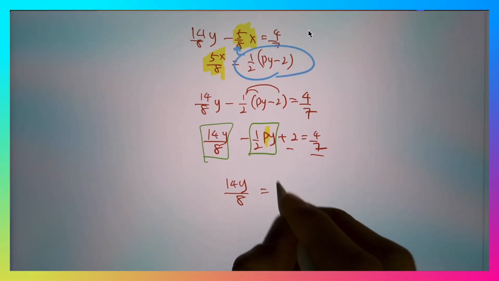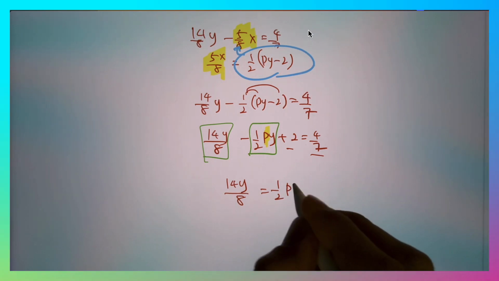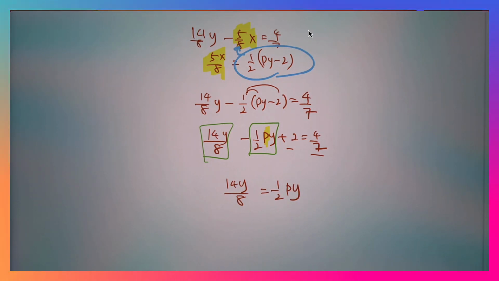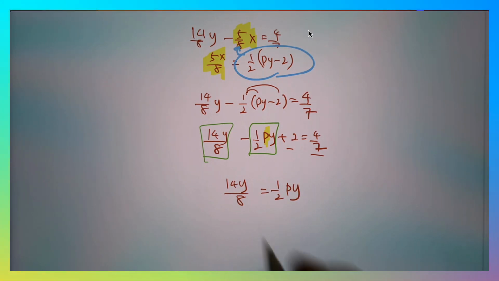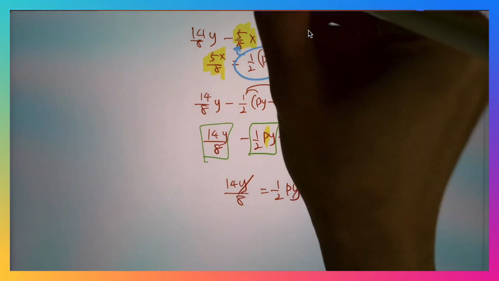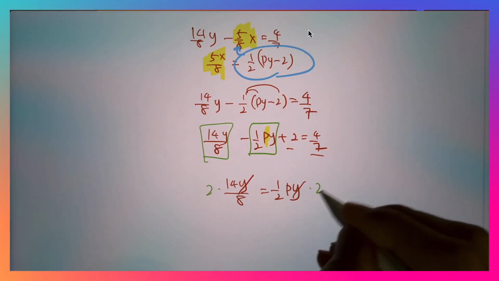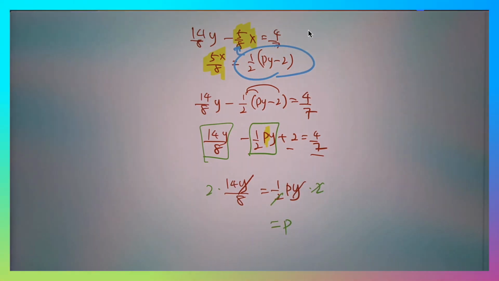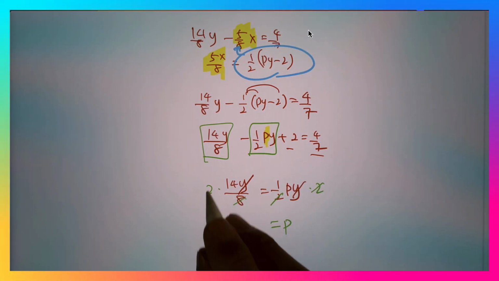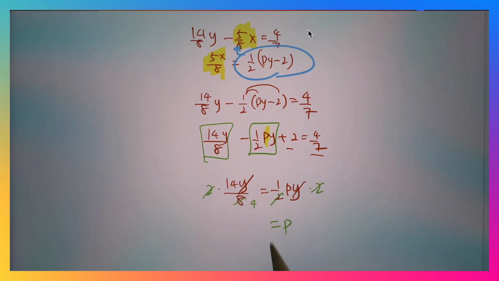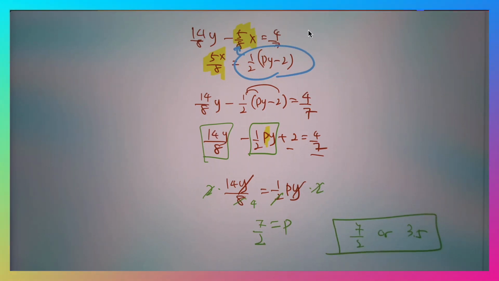14y over 8 is equal to 1 over 2 py. Okay, so y's can cancel, and then when you multiply 2 on both sides, we get p is equal to 2 over 8 is 1 over 4, and 14 over 4 is 7 over 2. And 7 over 2 or 3.5 will be acceptable. And that should be the answer.